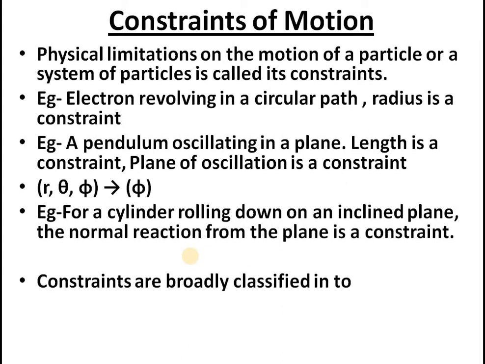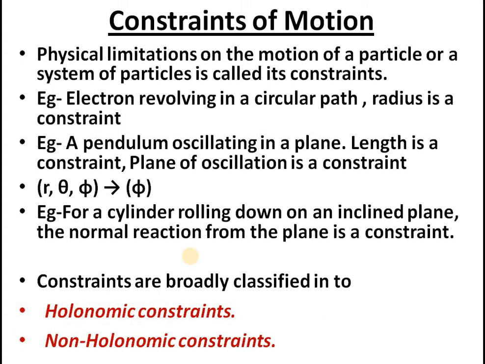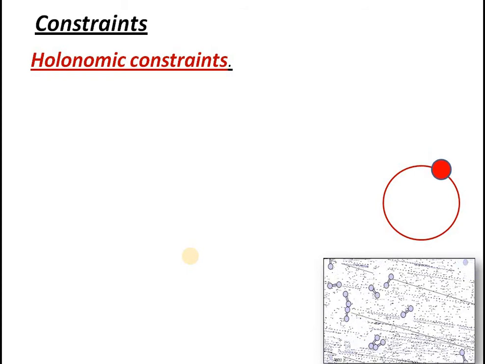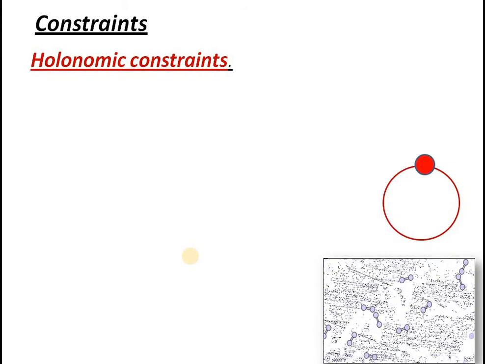Now constraints can be classified into two categories. One is called holonomic constraints, and the other is called non-holonomic constraints. Let us see the difference between these two. What is holonomic, and what is non-holonomic? So come to the first one: what is a holonomic constraint?